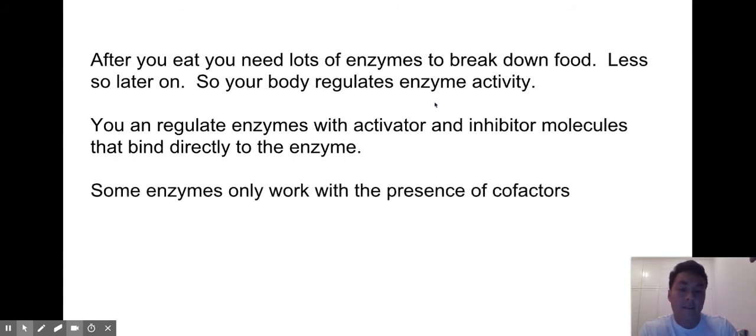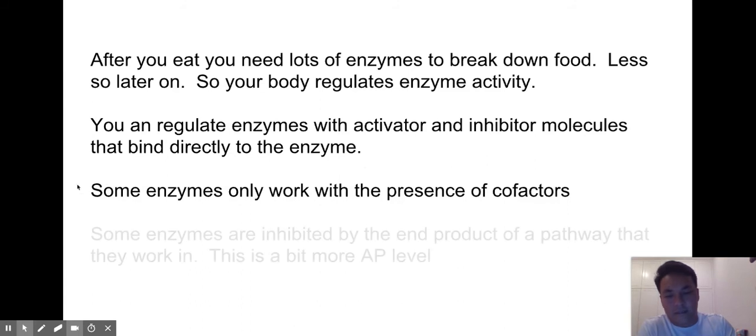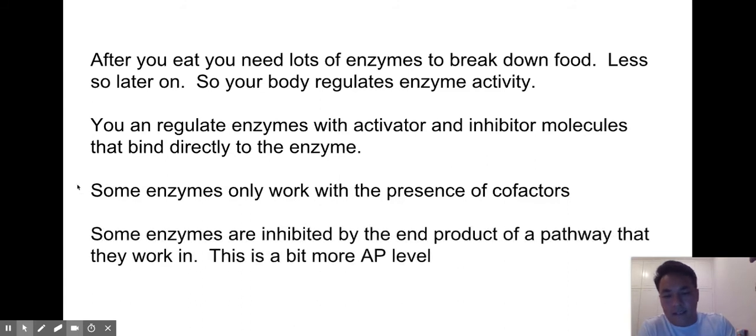Sometimes they only work with the presence of cofactors, so they need something there to tell them to turn on. A good example of that would be what's called the lac operon that we'll deal with later on. That's not in humans though, but it's a good example of an enzyme being turned on when lactose is present. And then some enzymes are inhibited by the end product of the pathway.